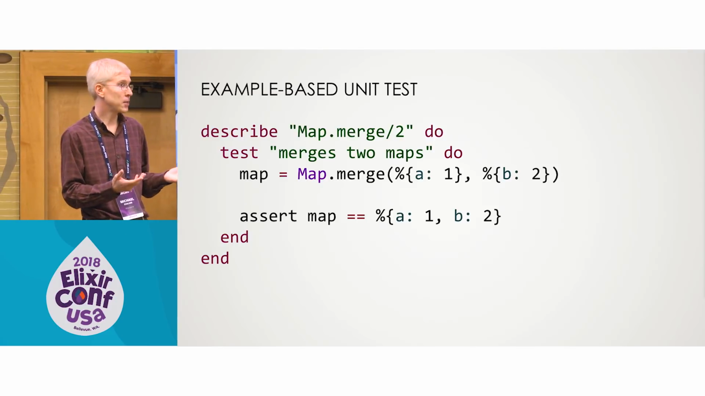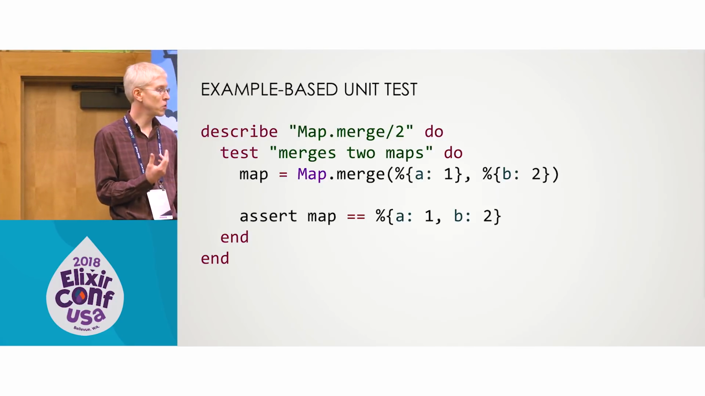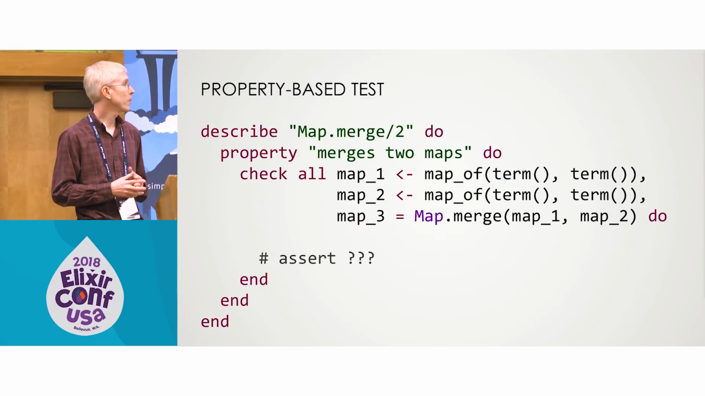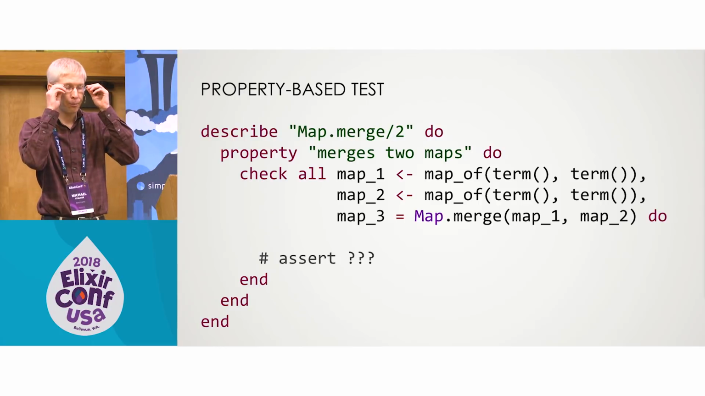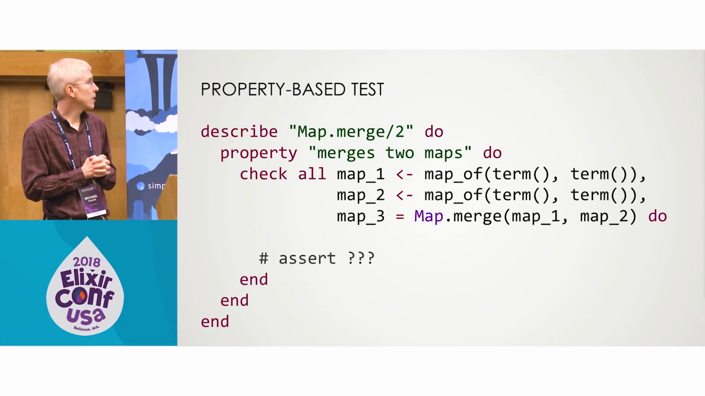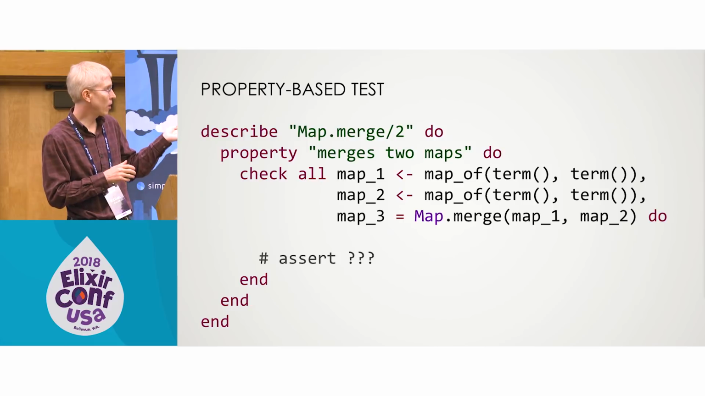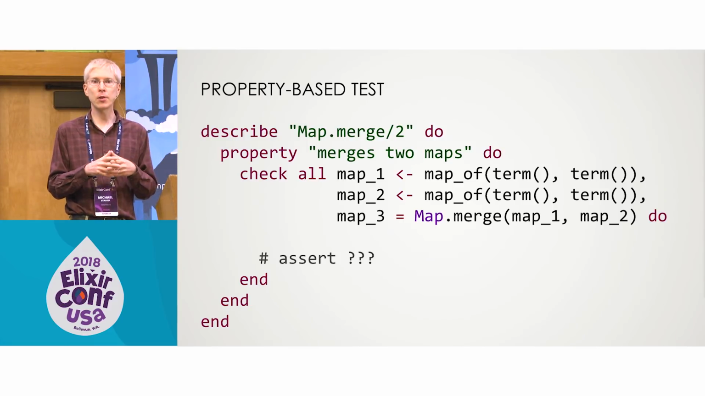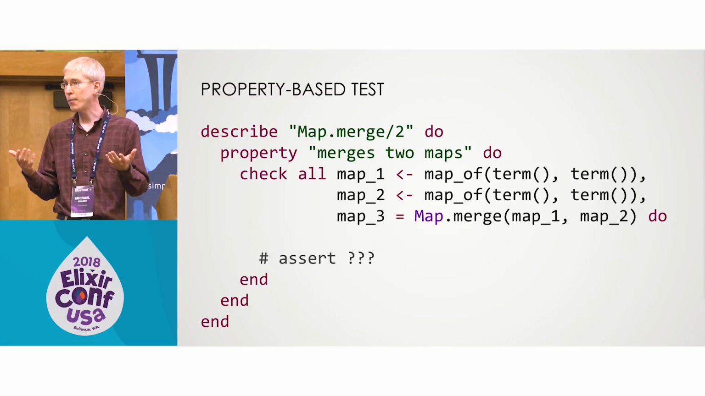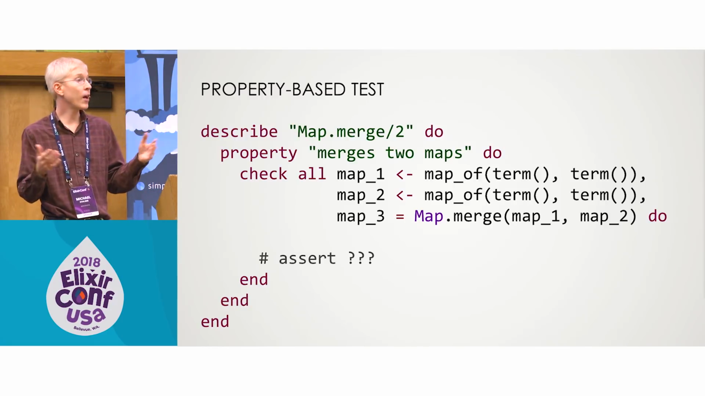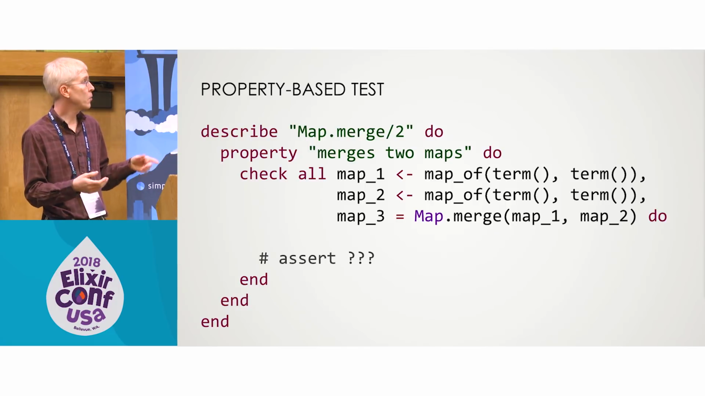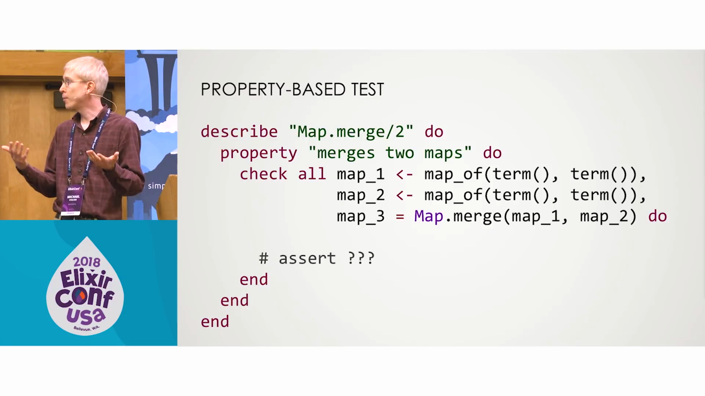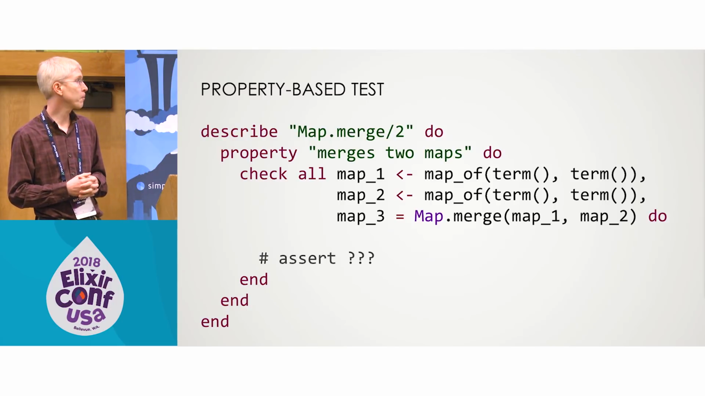However, with a property-based test, you don't know that your two maps are A1 and B2. It might look something like this. Now, I'm using stream data here. And so we're saying on this check all part that map 1 is a map of term and term. So this is stream data's way of saying we have a map, the keys could be anything and the values could be anything. And we do the same for map 2. So we've got two generic maps. And then we create a new map by merging those two generic maps together.